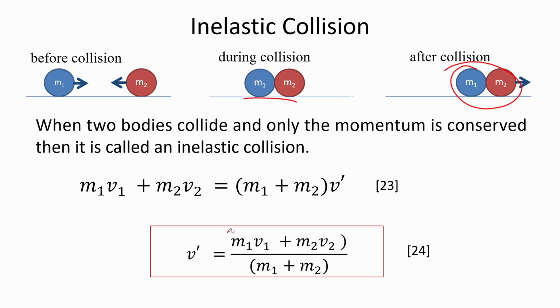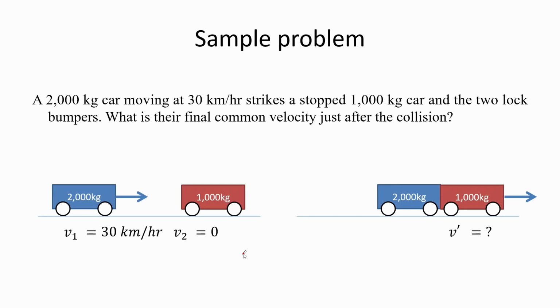Rewriting that expression, you get this. Okay, kuha na siya kanina. So V prime equals M1 V1 plus M2 V2 divided by M1 plus M2. So that is for inelastic collision.